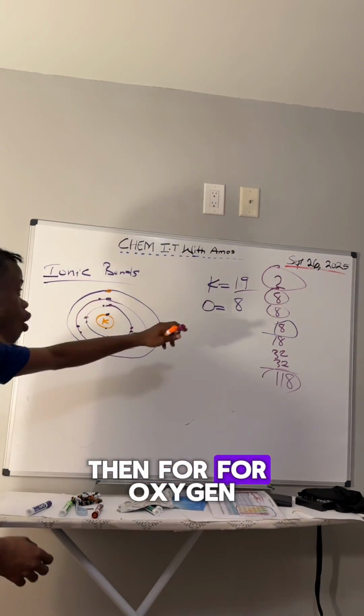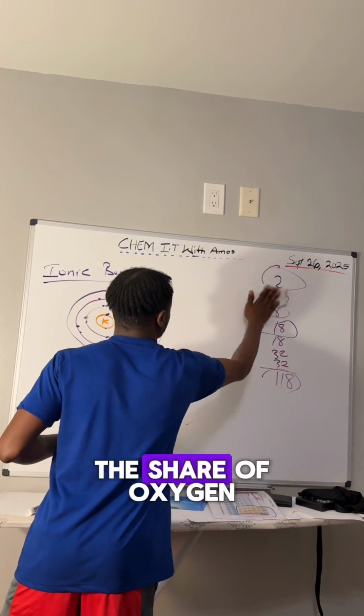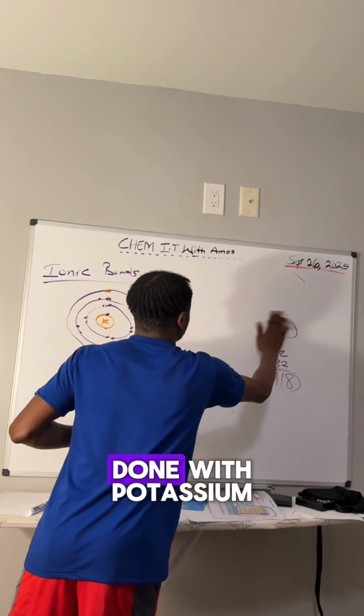Then for oxygen, it's element 8. If we look right here, we can draw the shells of oxygen also, as we have done with potassium.